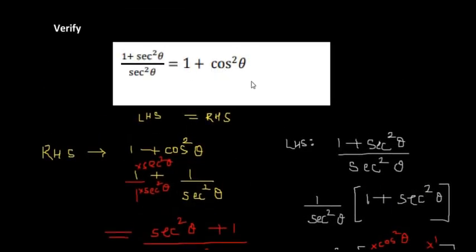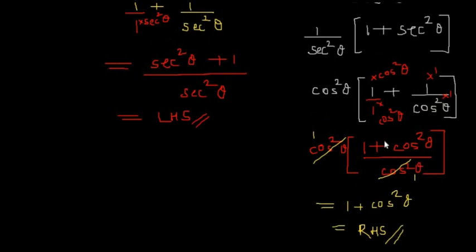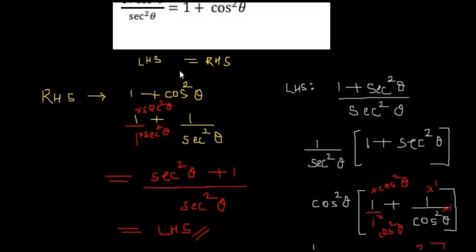1 plus cos square theta, 1 plus cos square theta. So it depends on you whether you want to change it from LHS to RHS or RHS to LHS. So it's up to you. Either choose the LHS or the RHS, whichever has more terms.